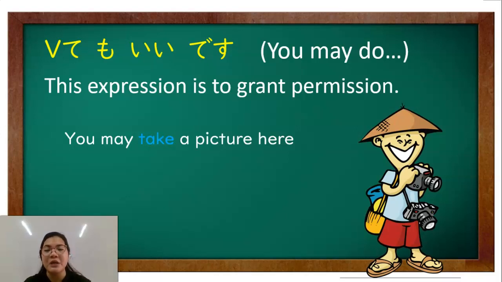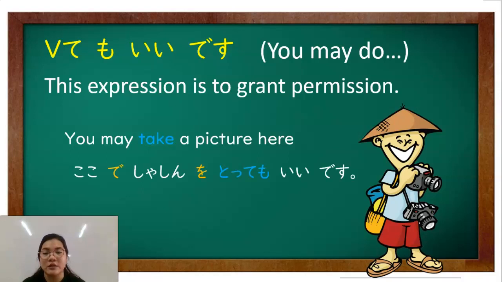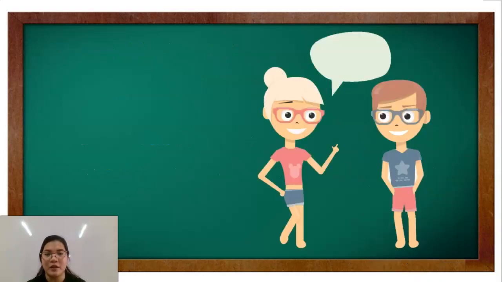For example, you may take a picture here. Okay, you may take a picture here. The verb to take is torimasu in Japanese, so that makes totte, and you add mo. That makes the sentence: koko de shashin wo totte mo ii desu. Pwede kang mag-picture dito.